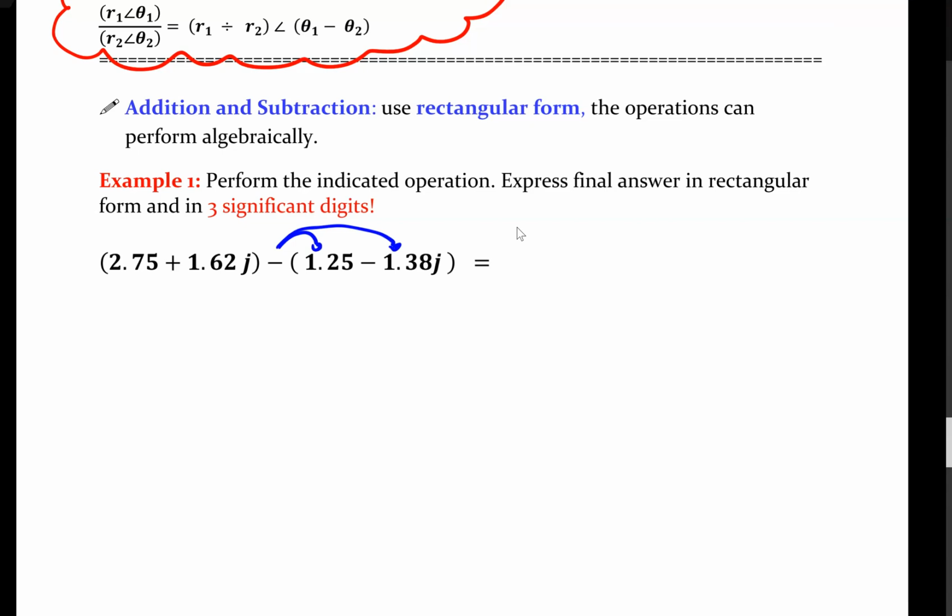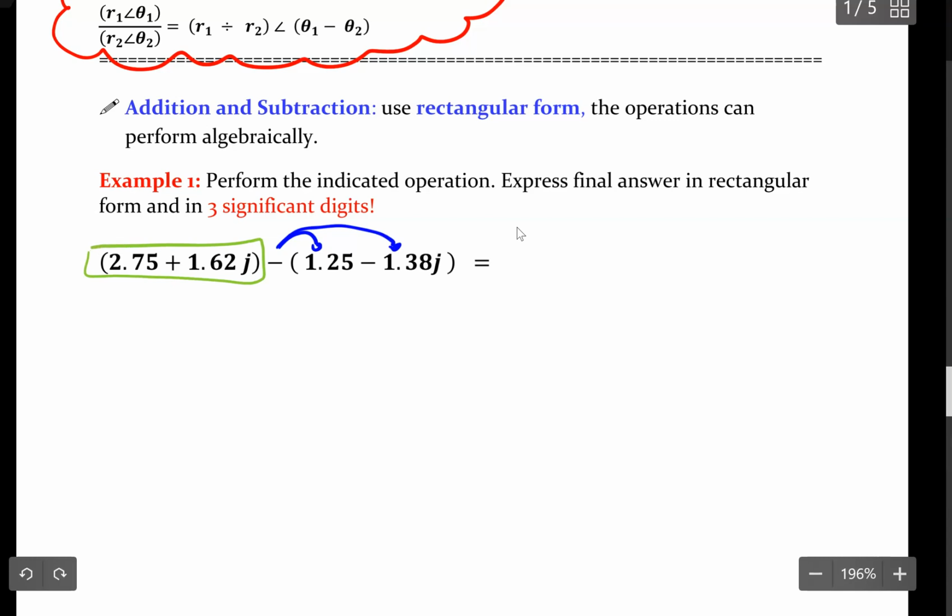Again, let me repeat this. You have two complex numbers. This is one complex number in rectangular form. You have another complex number in rectangular form, and you're supposed to subtract these two complex numbers. The rule is you just perform it using algebra. It's actually very simple: I'm going to collect the like terms and simplify.